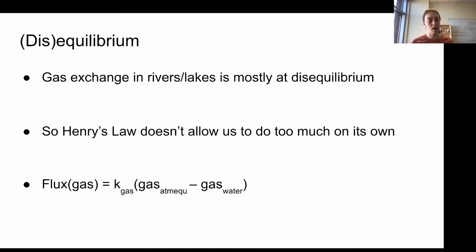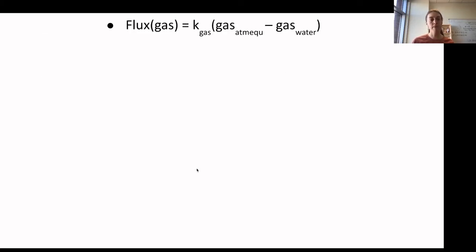So we calculate our gas flux as this little k, our rate constant for our gas exchange velocity, and multiply that by the difference between the gas concentration in the atmosphere and the gas concentration in water.